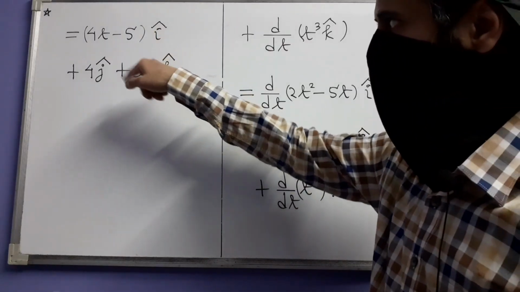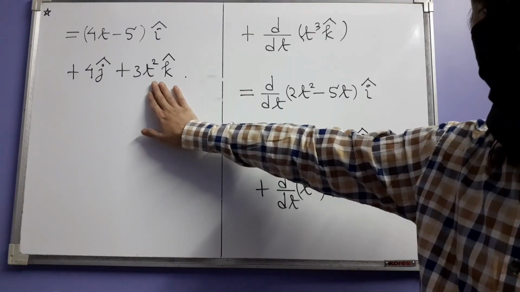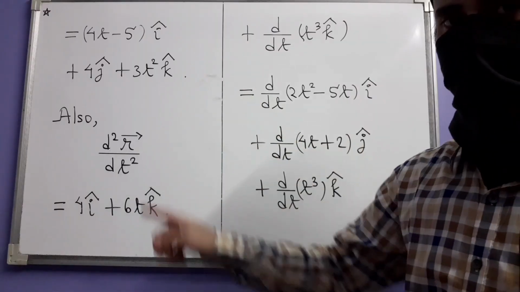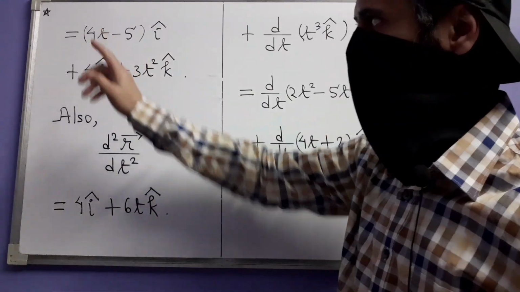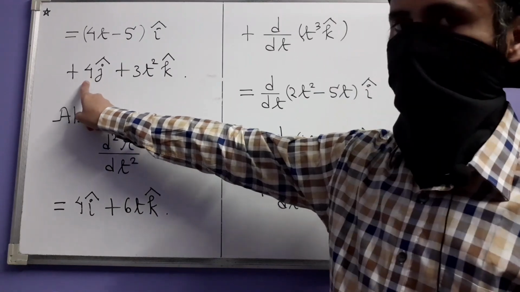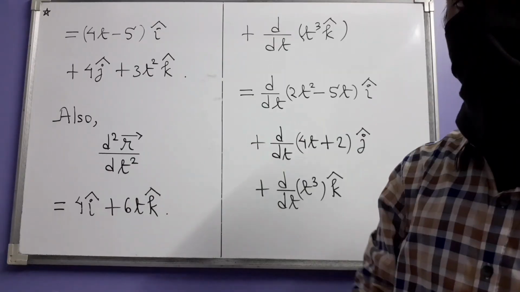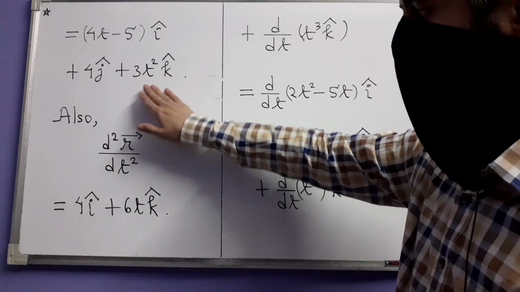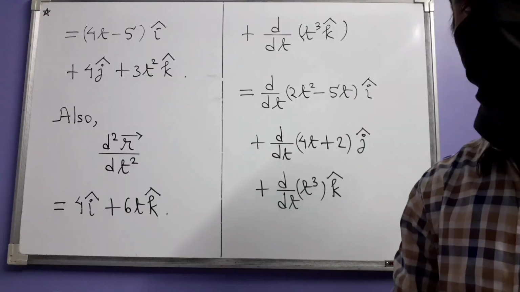Note carefully that this is also a function of t, and now we are going to differentiate this once more with respect to t to find the second derivative. Understanding this calculation now, we can do the second derivative quite fast. You differentiate this with respect to t, you get 4. So that's how you are getting 4 i hat. 4 is constant, so that contributes 0. When you differentiate it, you get 0. So there is no j component. And differentiating 3t squared, you get 6t. So that's how you are getting 6t k hat. So this is your second derivative.